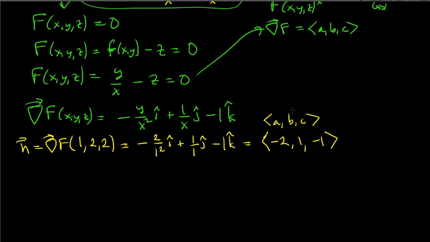Now we can find the equation of the plane. Remember, the point was 1, 2, 2, right? So this is my x0, y0, z0.